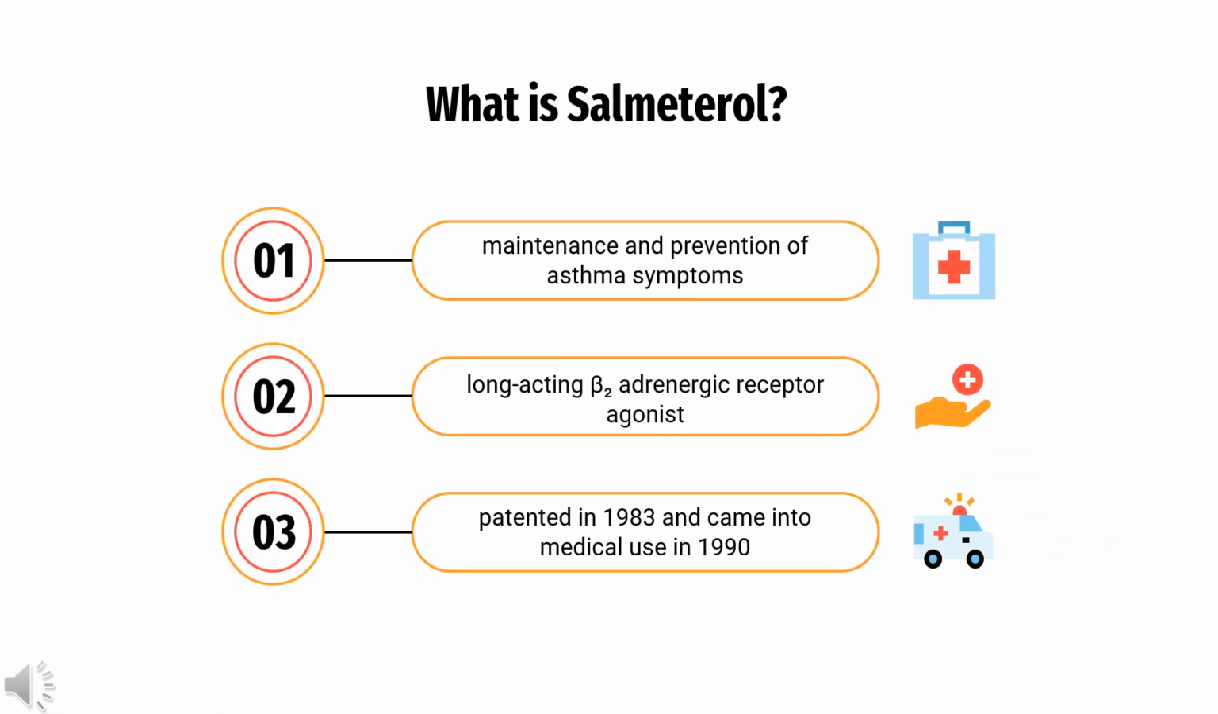What is salmeterol? Salmeterol is a long-acting beta-2 adrenergic receptor agonist used in the maintenance and prevention of asthma symptoms and maintenance of chronic obstructive pulmonary disease symptoms. Symptoms of bronchospasm include shortness of breath, wheezing, coughing, and chest tightness. It was patented in 1983 and came into medical use in 1990.